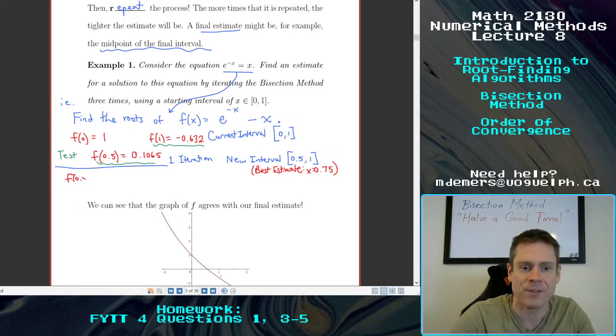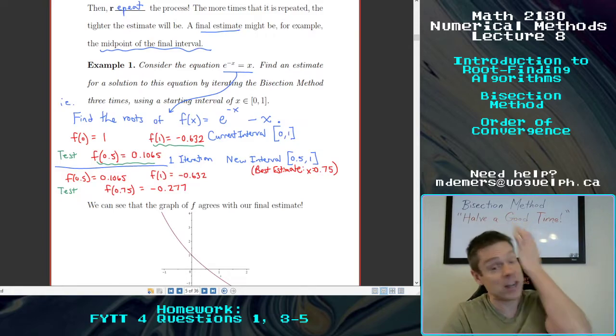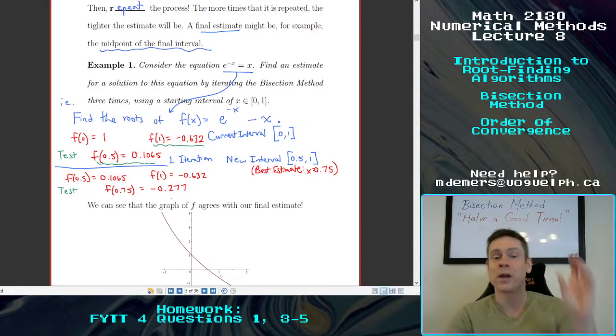So f of 0.5, we already did this, was 0.1065. f of 1 was minus 0.632. And we're going to test the midpoint of those. The midpoint of those is going to be 0.75. So f of 0.75 is equal to, and you work that out, that turns out to be minus 0.277.